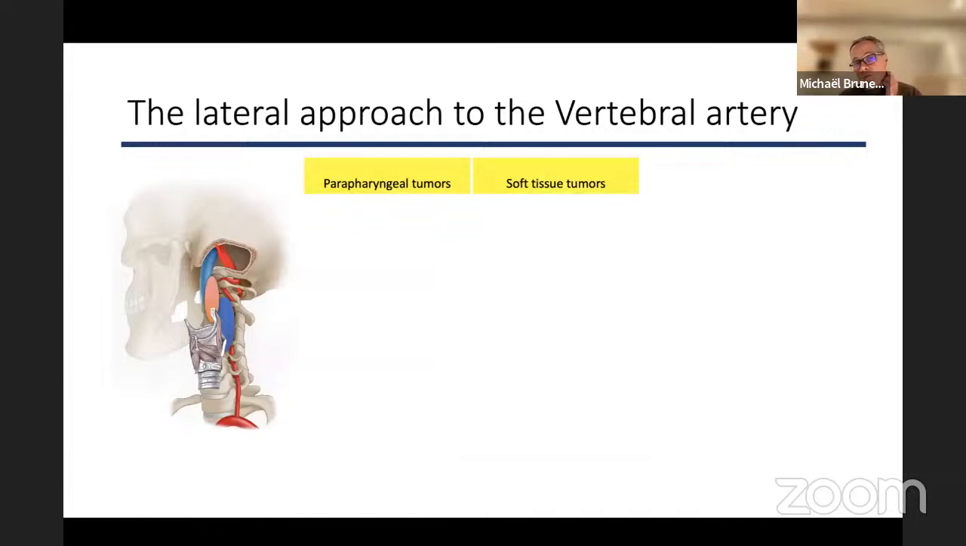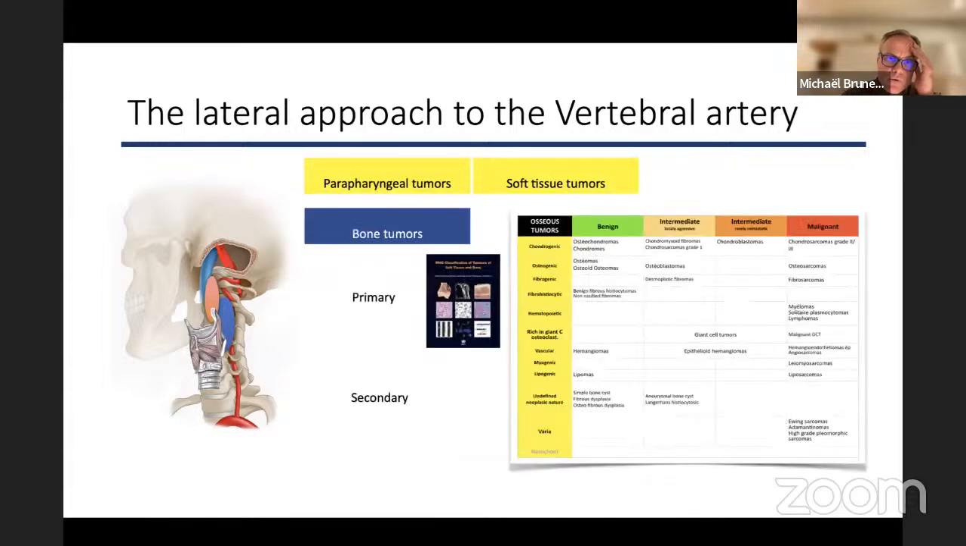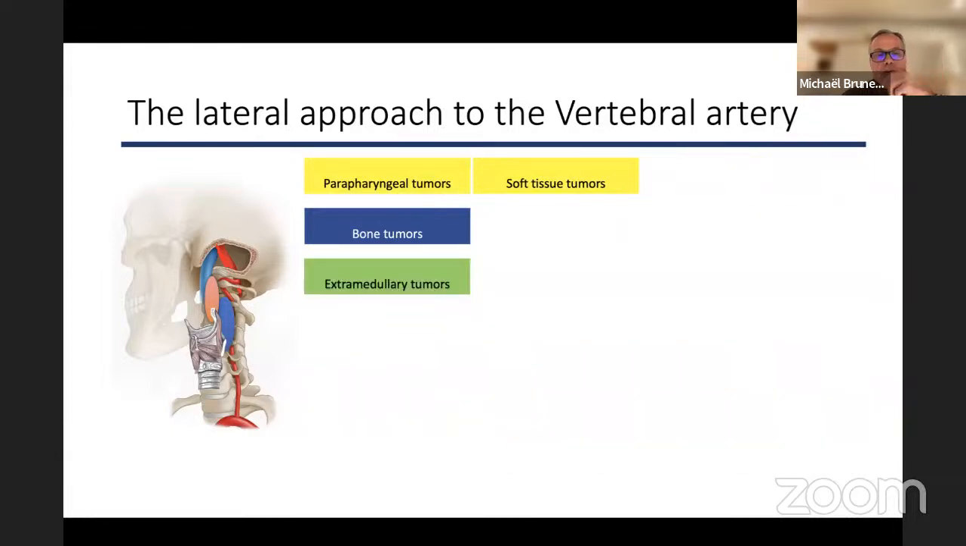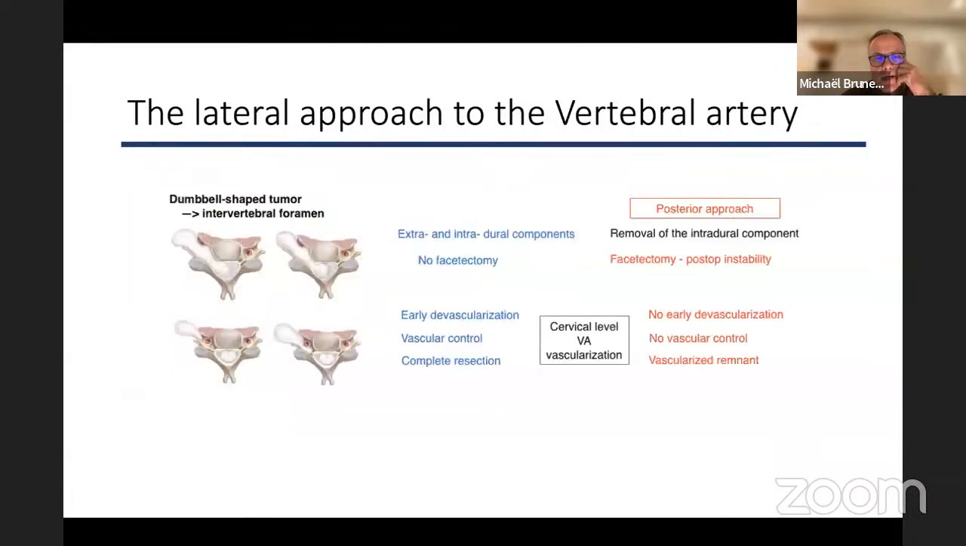So what type of tumor can you treat with the lateral approach to the vertebral artery? Many tumors: parapharyngeal tumors, soft tissue tumors, bone tumors. There are a wide variety of bone tumors, primary ones, but also metastasis, secondary ones. You also have extramedullary tumors. Those are extremely interesting to treat with a lateral approach, meaning not the ones which are purely intradural, but the ones which are, for example, dumbbell shaped.